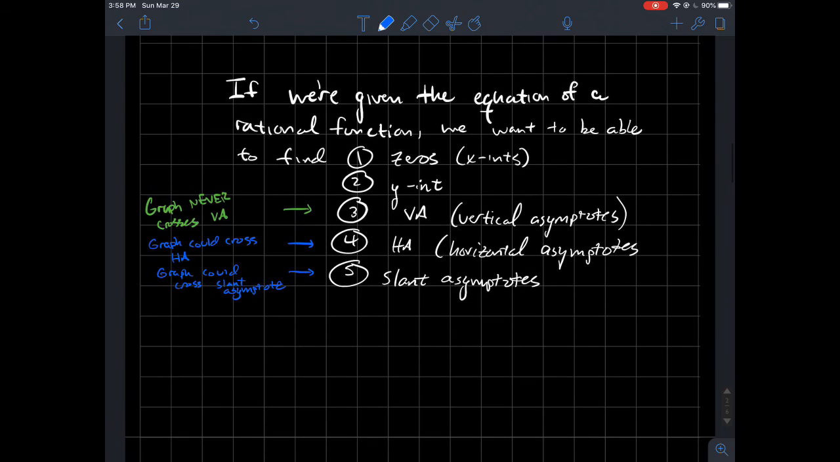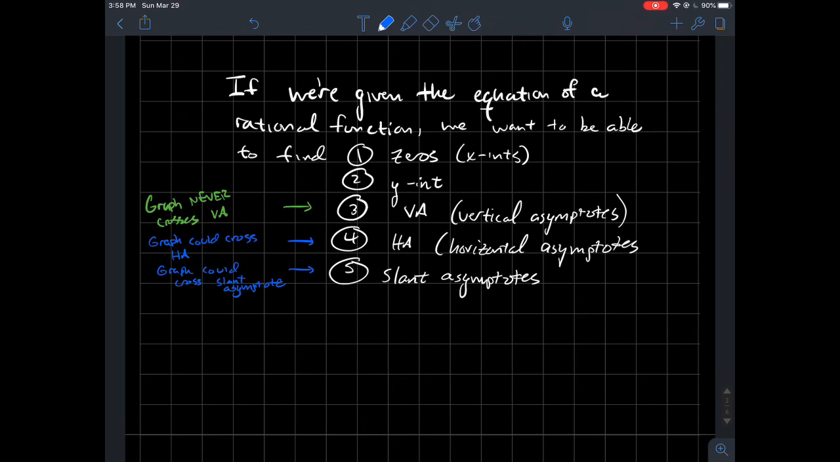The last thing you might want to find is the slant asymptotes, and then maybe there's secretly a number 6 here: plot additional points as necessary. So in the next few videos, we'll do some concrete examples working through these.